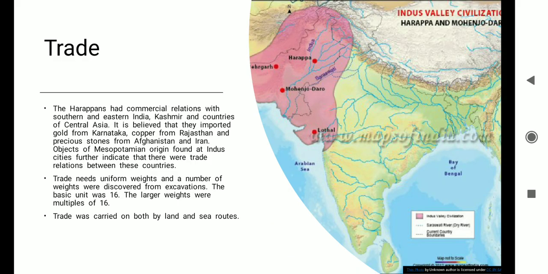There are evidences to prove that Harappans had trade relations with Mesopotamia and Egypt. They imported gold and precious stones from neighboring countries. They carried inland and overseas trade.